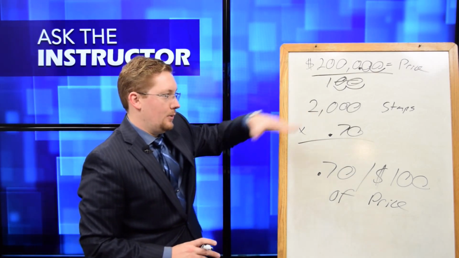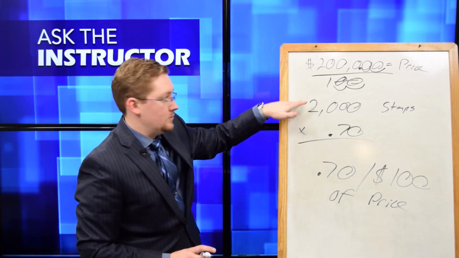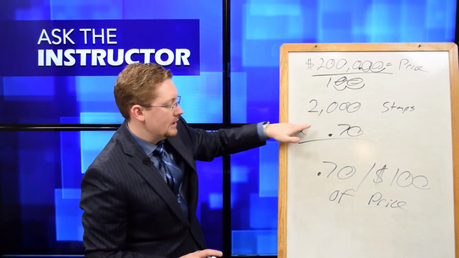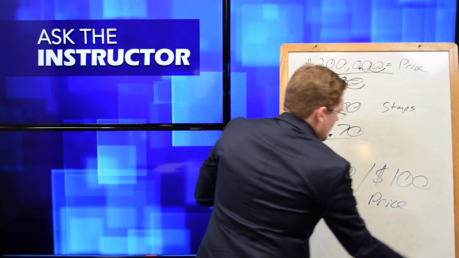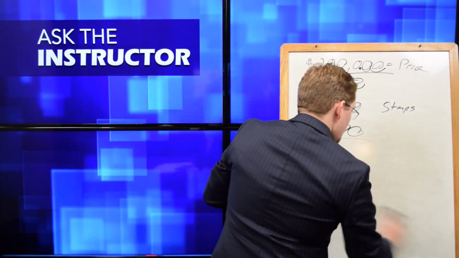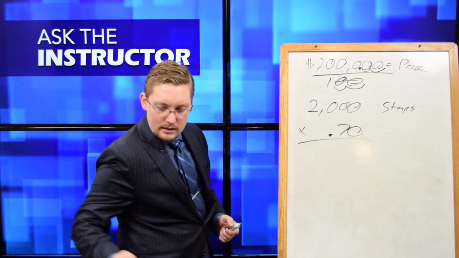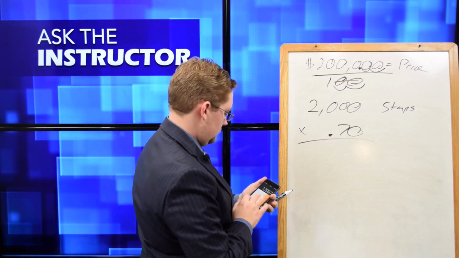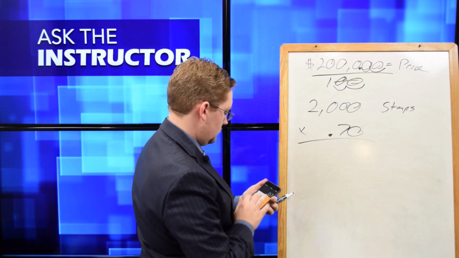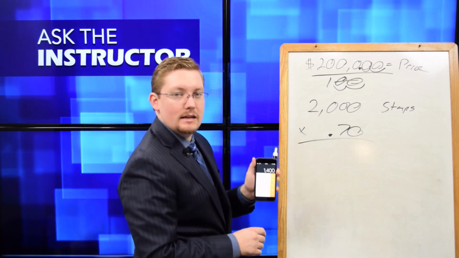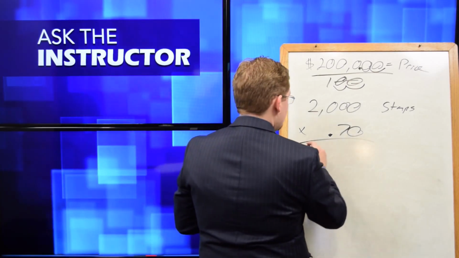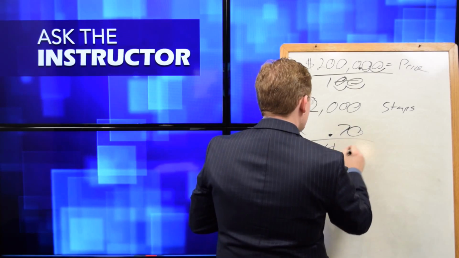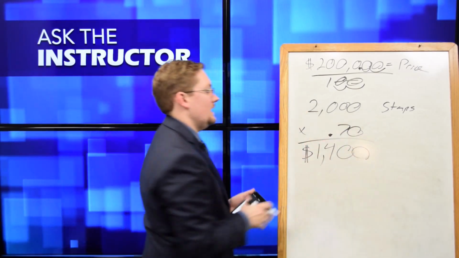You divide the price by 100, you take the number of stamps, which is that price divided by 100, multiply it by 70 cents. And when we plug this into our calculator, we should get $1,400. So our cost would be $1,400. That's how much these stamps would cost.